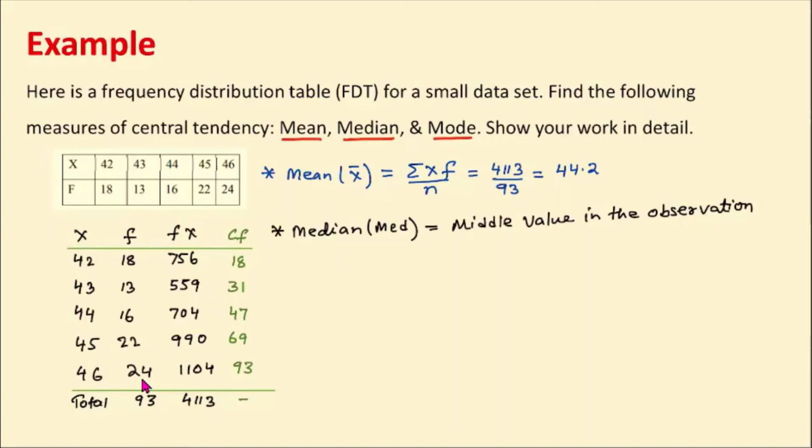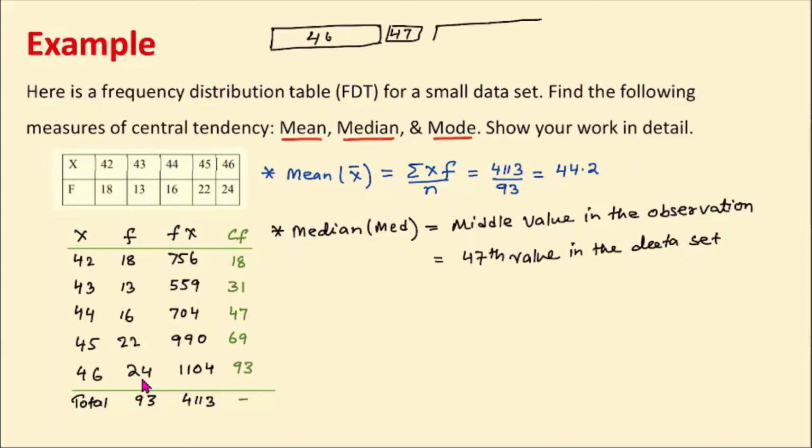We're looking for the middle value. There are 93 observations, and the middle value is the 47th value in the data set. Meaning, let me show you here, you'll have 46 data values here, and this is the 47th. And on this side, you'll again have 46 values.